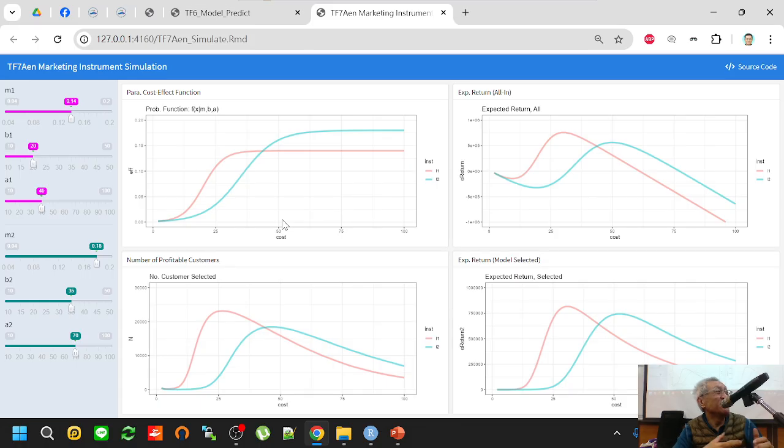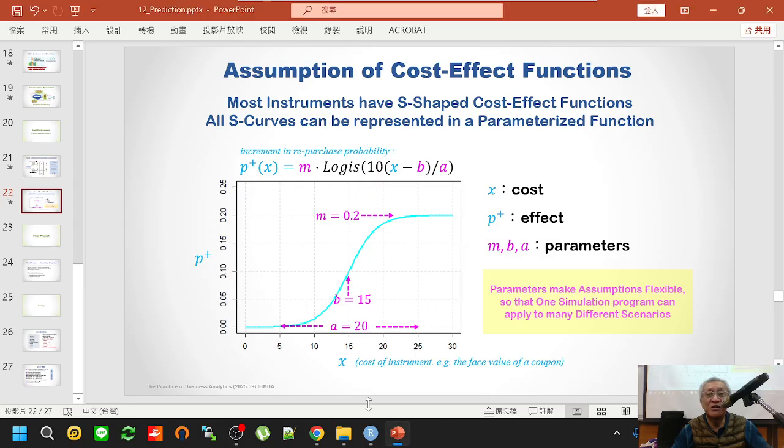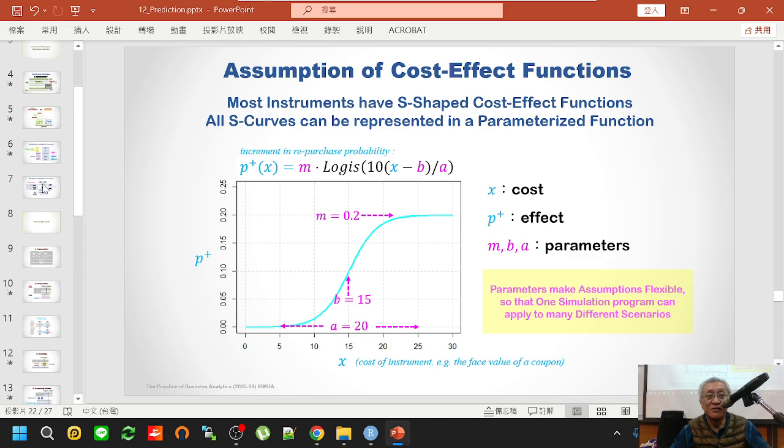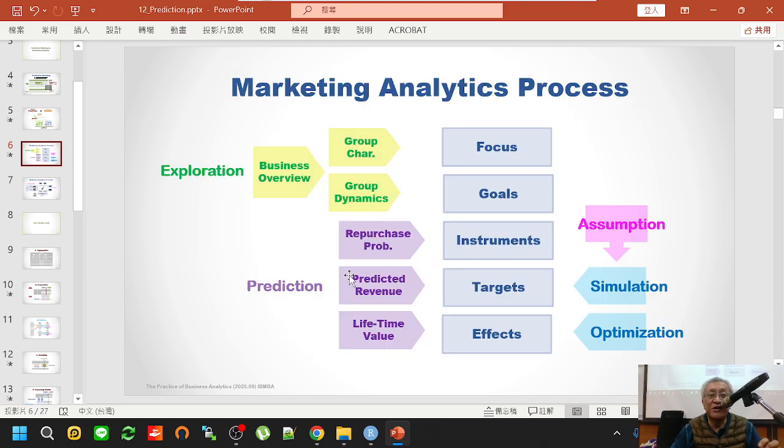Okay, I go through the assumption, and this week we are already done with this part, right? And next week we'll go through this part, okay? And after next week you will have a simulator to help you do the marketing proposal for your final presentation. Okay, that's all I want to go through this week.